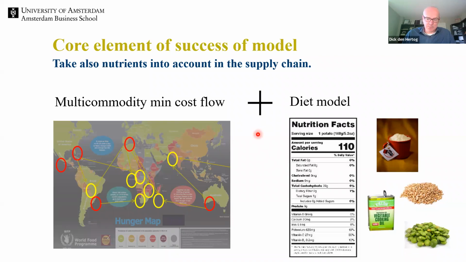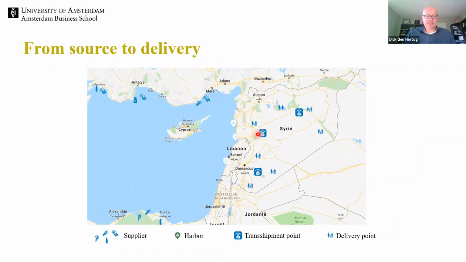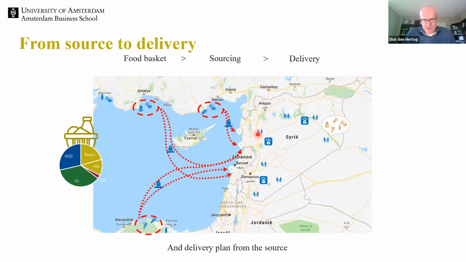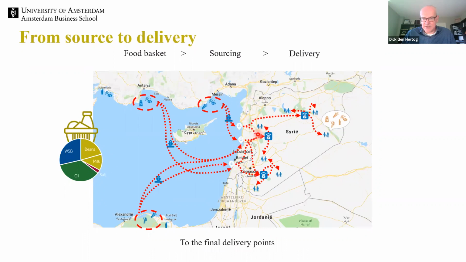So that's in fact the first application. One of the first applications was in Syria. In Syria, you had beneficiary camps at that time. And the question is, what should be the daily meal there? What should be the ingredients? Where to purchase them? How to transport them? For example, via which harbors, to which warehouses, and finally to the beneficiary camps. That is the total problem that has to be solved.